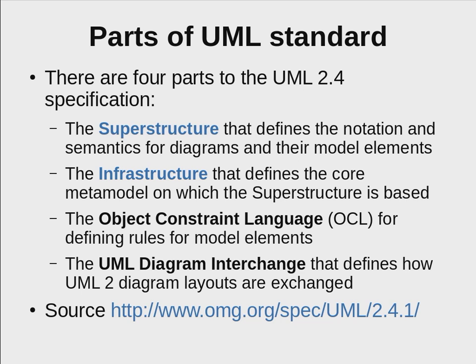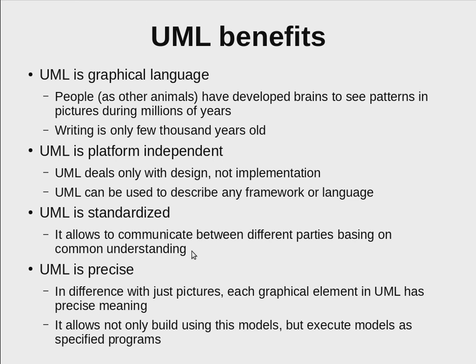And in more detail, you may be interested in the Object Constraint Language, which is a standardized language to describe constraints or precise relationships between different objects from the classes. Also, if you are working with different tools, the UML Diagram Interchange standard describes how you can import and export UML diagrams from one tool to another. And the source for UML, last time I checked, is version 2.4.1. The superstructure is approximately 600-700 pages. The others are a little bit less.